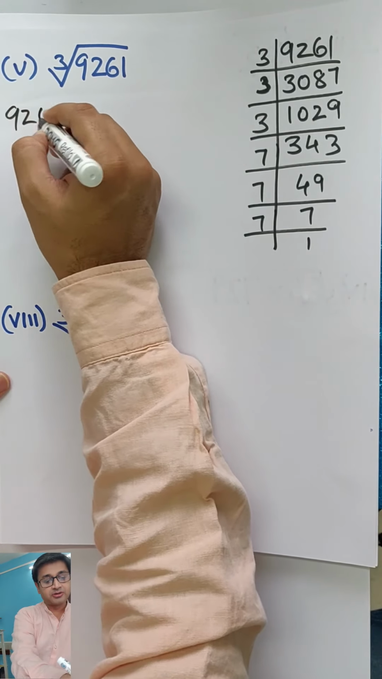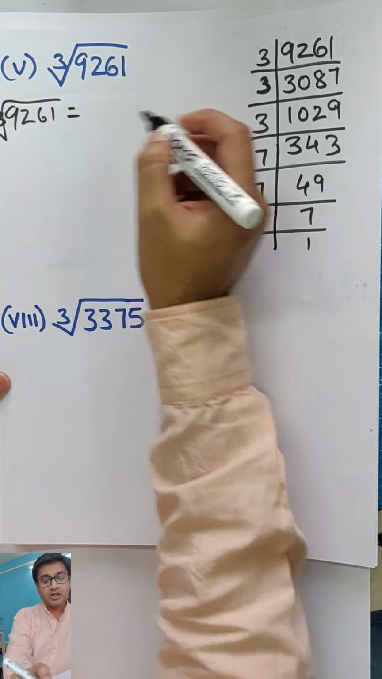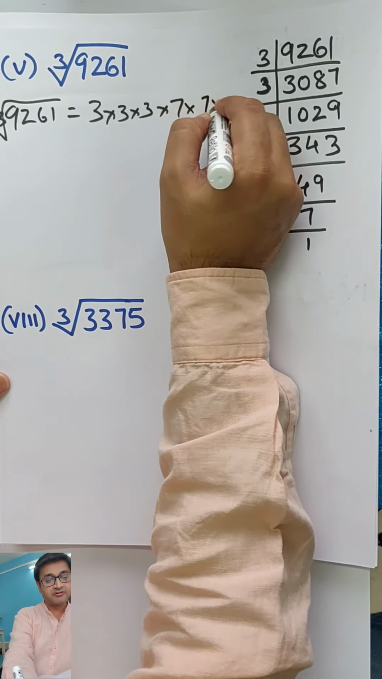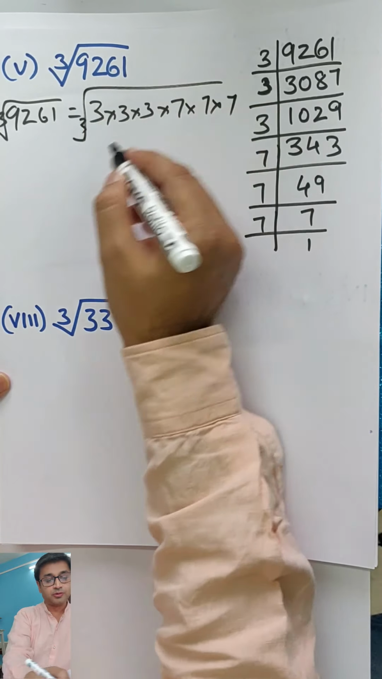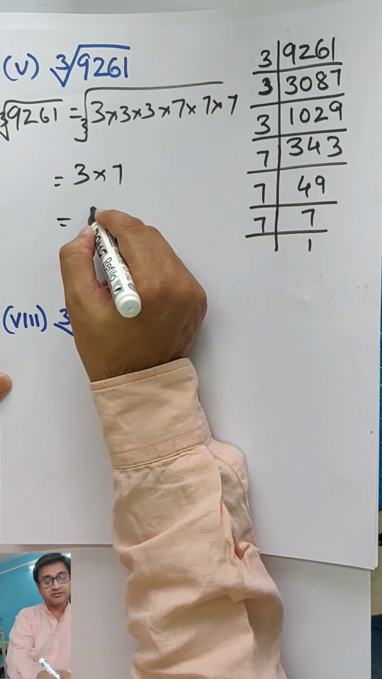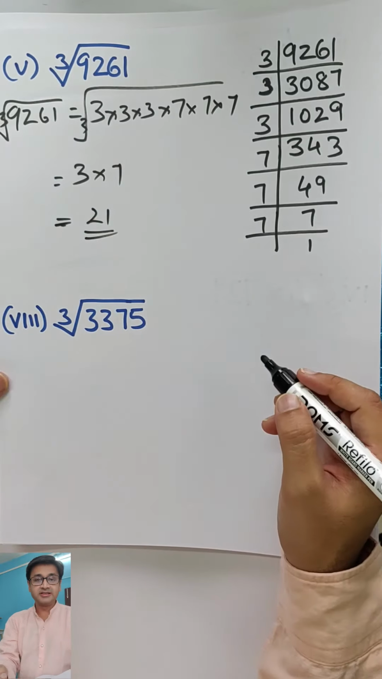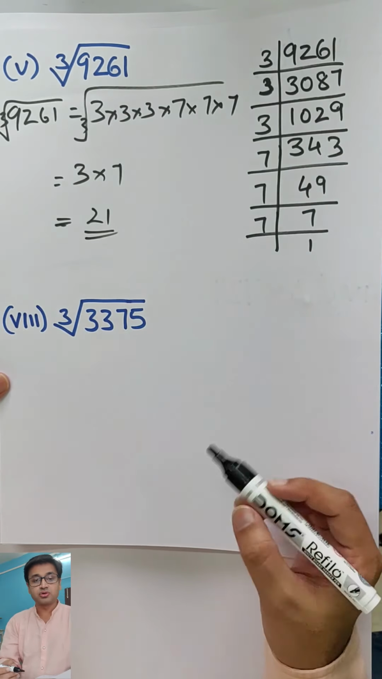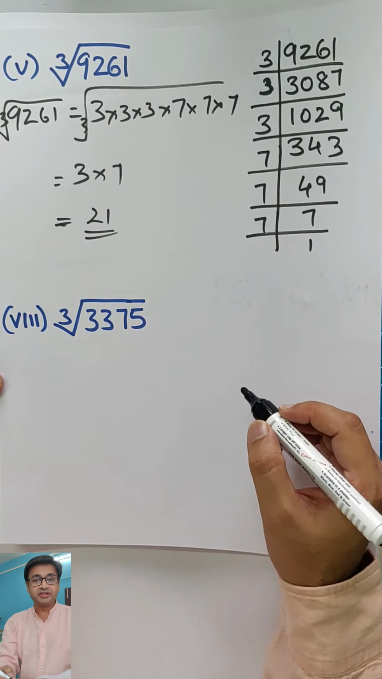So now for the cube root of 9261, you're going to write 3 into 3 into 3, 7 into 7 into 7, and cube root. So it's going to be 3 into 7, 21. Easy now? See, here we came to know 1 7 and 1 3 was supposed to come out, but you don't need to show these steps, please.